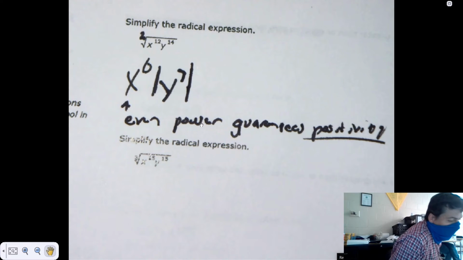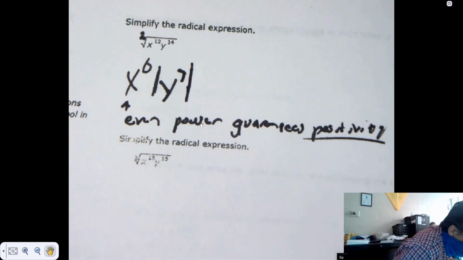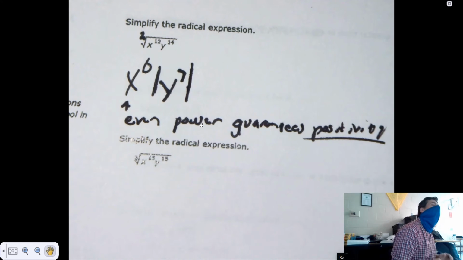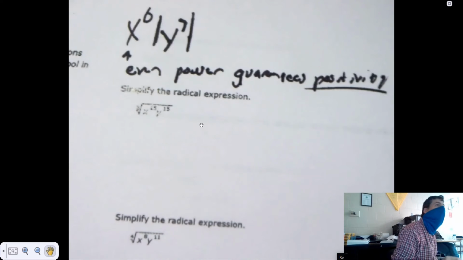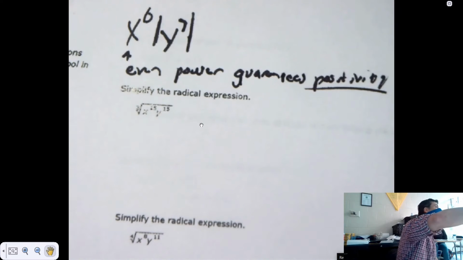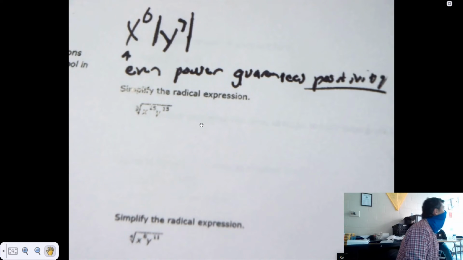Why don't you guys try and do the next one underneath? Or is that a cube root? No, I'll do the cube root. You guys can do the one under that. That's the cube root of x to the 8th. Sorry, cube root of x to the 15th, y to the 15th. It's a cube root. What do you know to say about absolute value bars and cube roots?